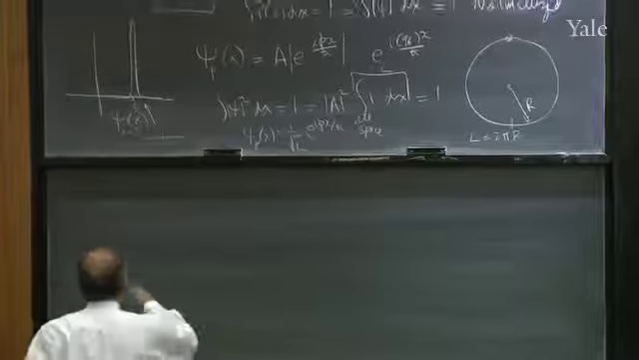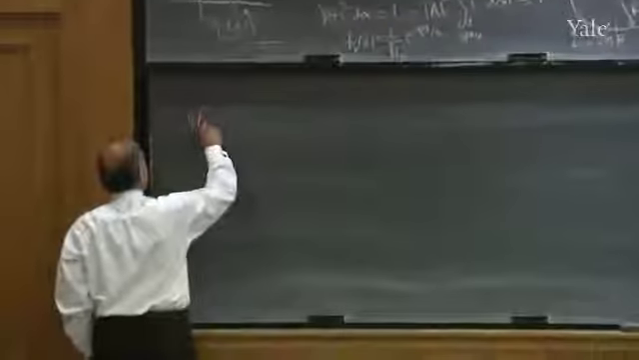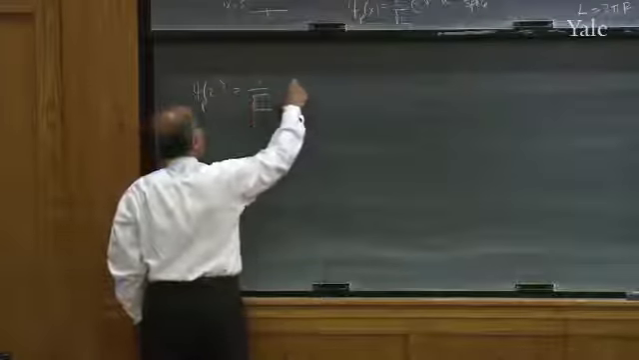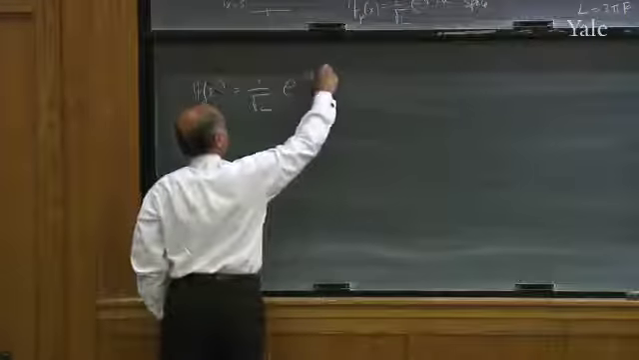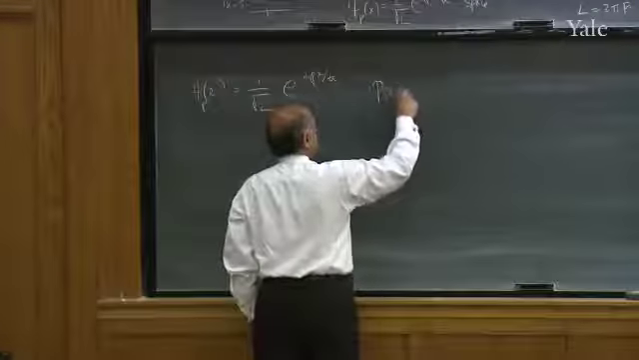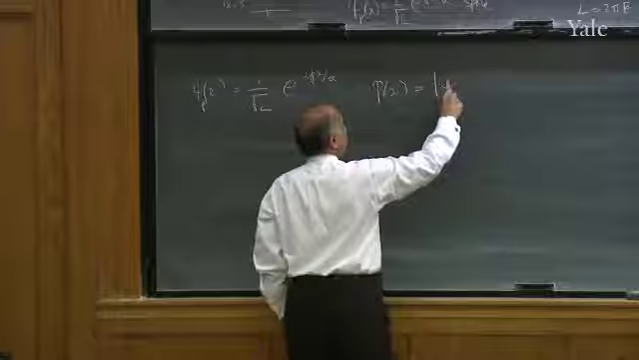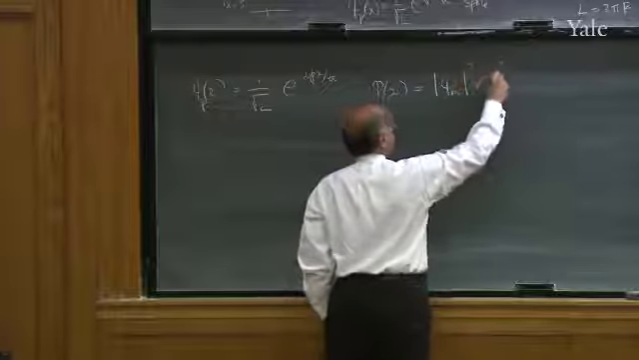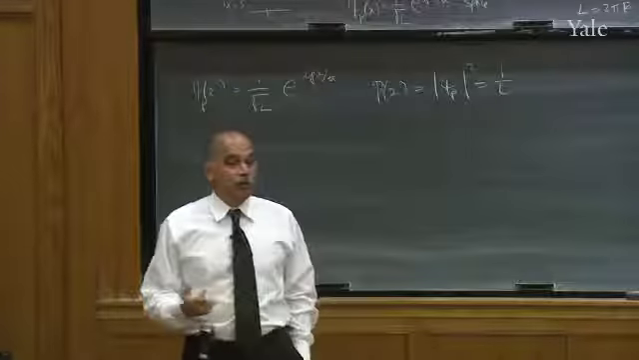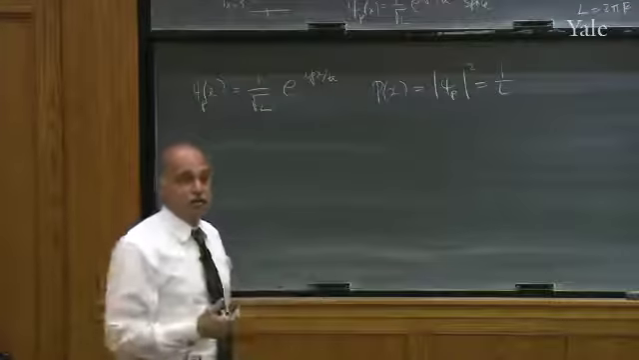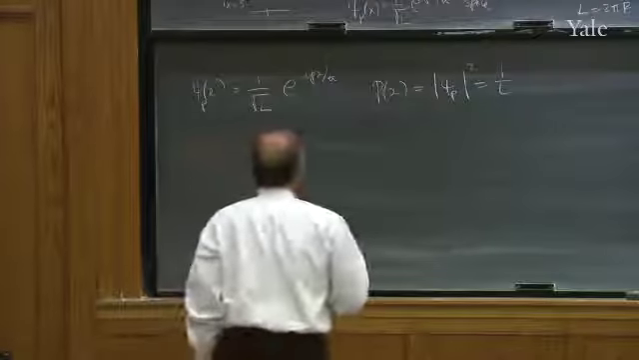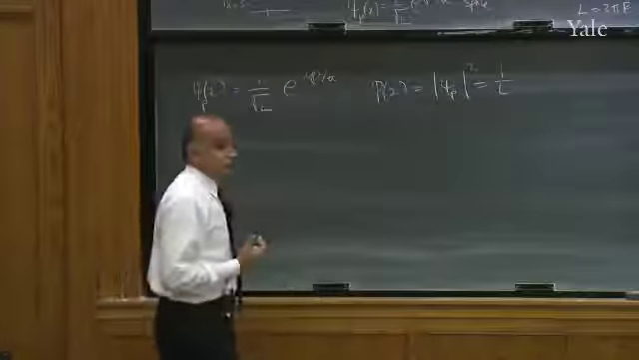The normalized wave function of momentum p is 1 over square root of L e to the ipx over h bar. The probability to find this particle at some point x, which is the absolute value of psi squared, is just 1 over L. That means the probability is constant over the entire ring. We don't know where it is. You can find it anywhere with equal probability. It's always true that if you know the momentum, you don't know where it is.